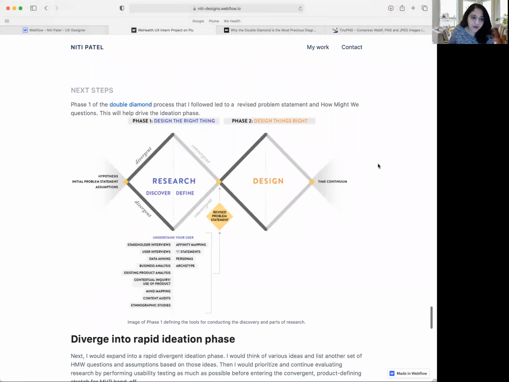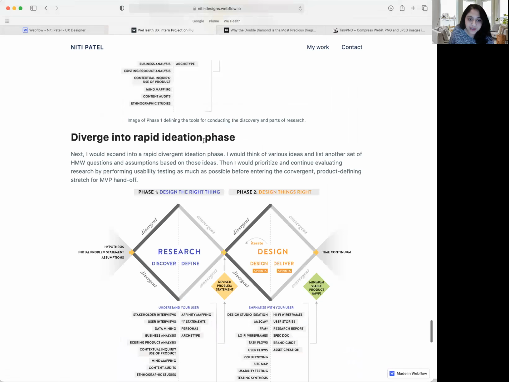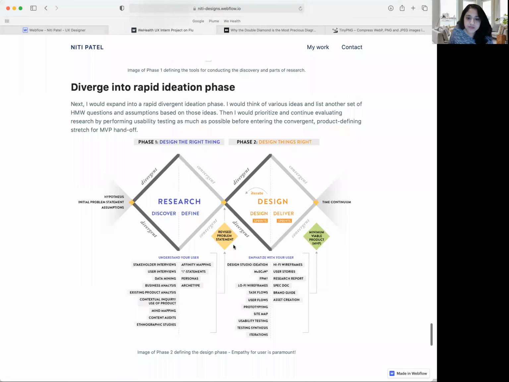For the next step, we started with the problem statement and initial assumptions about the product and users. And I did the primary research and secondary research, expanding from the problem statement. After that, I synthesized and constructed how might we questions. So I'm right here in the process, revised problem statement. And based on the how might we questions, I would now diverge into a rapid ideation phase to design solutions.